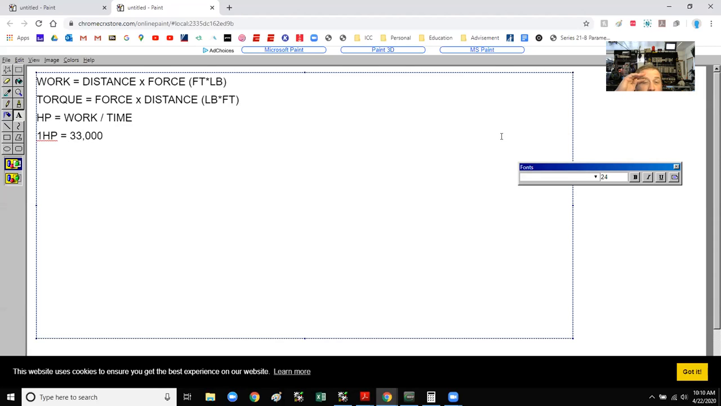What's the unit of work? Foot-pounds. So foot-pounds per minute. Horsepower is work per time, work in a given amount of time. 1 horsepower is 33,000 foot-pounds, which is work, per minute. Given amount of time. 33,000 foot-pounds per second? No, I'm muted. Per minute. There we go.